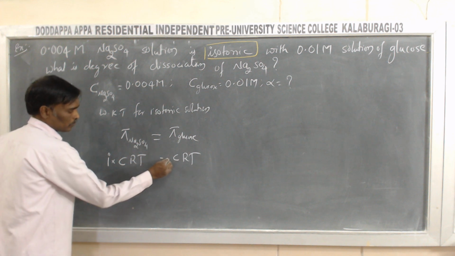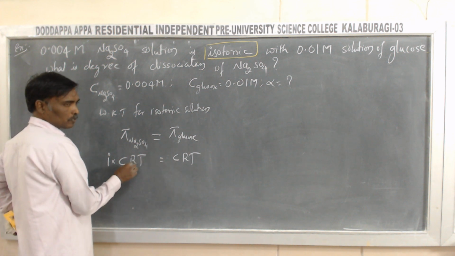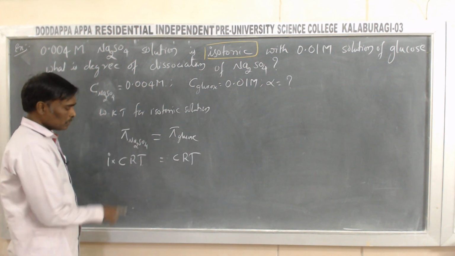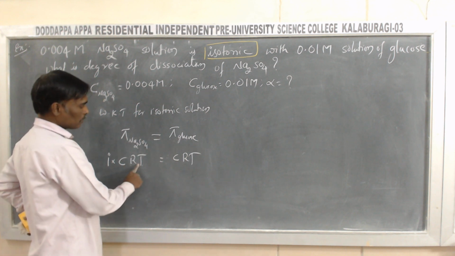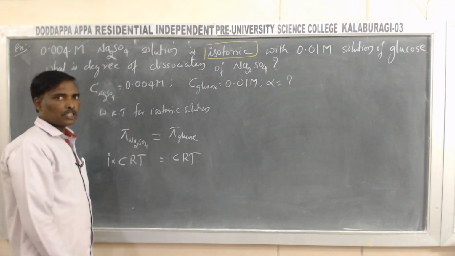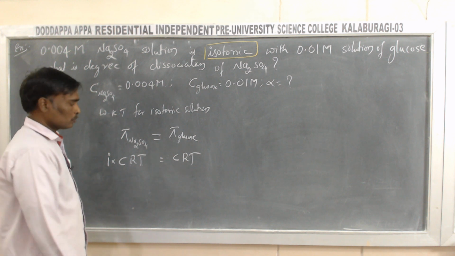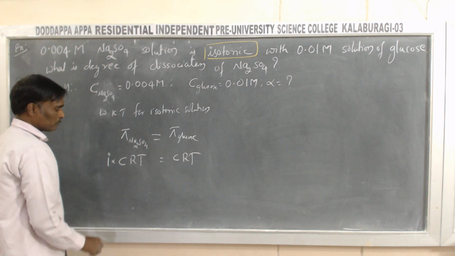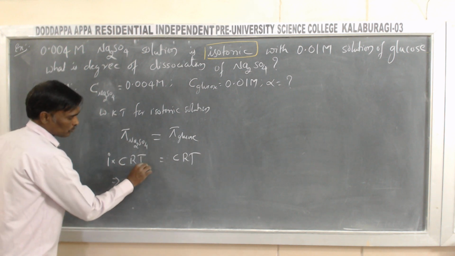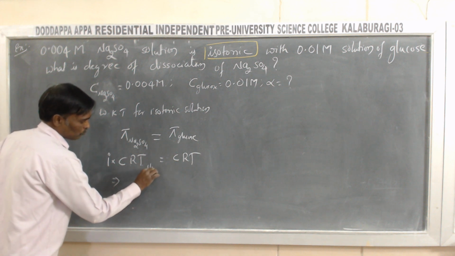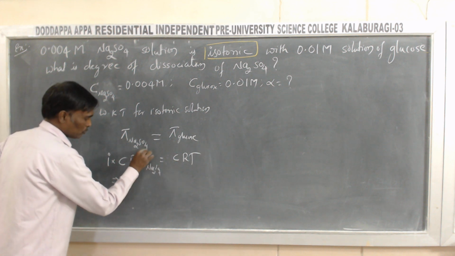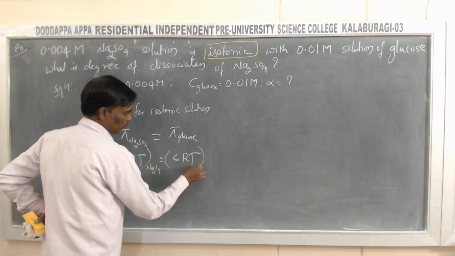Okay, so R and T are constants for this example. R is the solution constant, and the temperature is not mentioned, which means they are kept at room temperature. Their temperature is also the same. So I can equate these two. This is for Na2SO4 as a whole and this is for glucose.